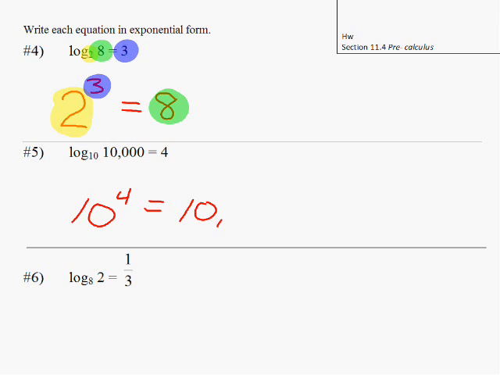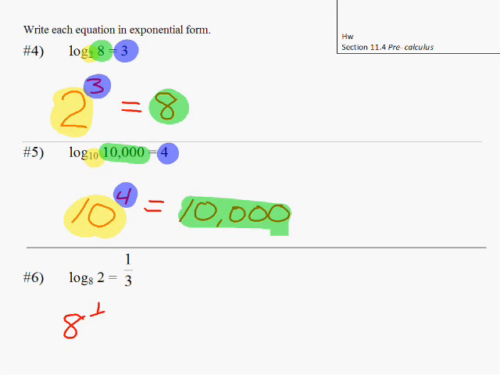Same thing with number 5. Base is the base. What was by itself is the exponent. What was the argument is by itself. Number 6, base is the base. What was by itself is the exponent. What was the argument is by itself.